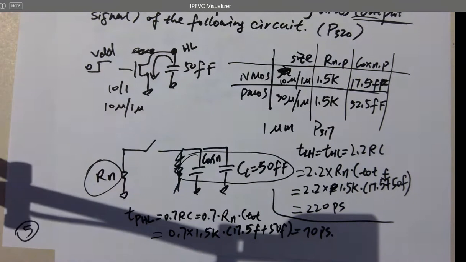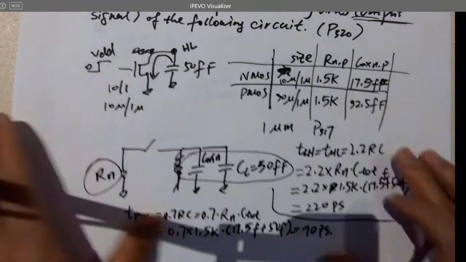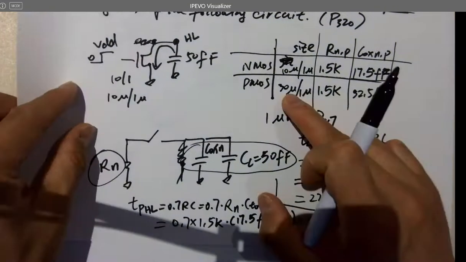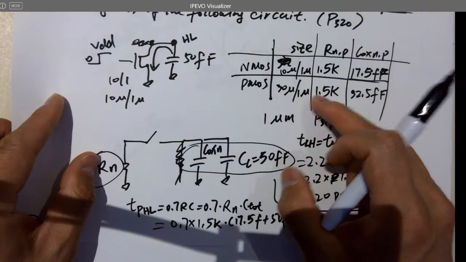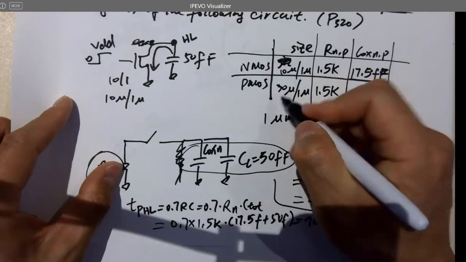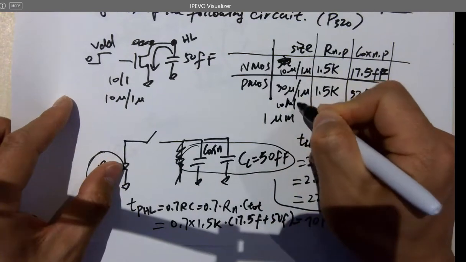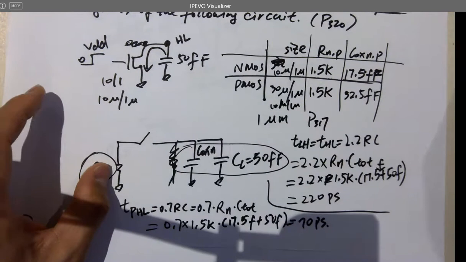So actually, 30 micron over 1 micron is 1.5K. So what about 10 micron over 1 micron? Will the resistance be higher or lower?